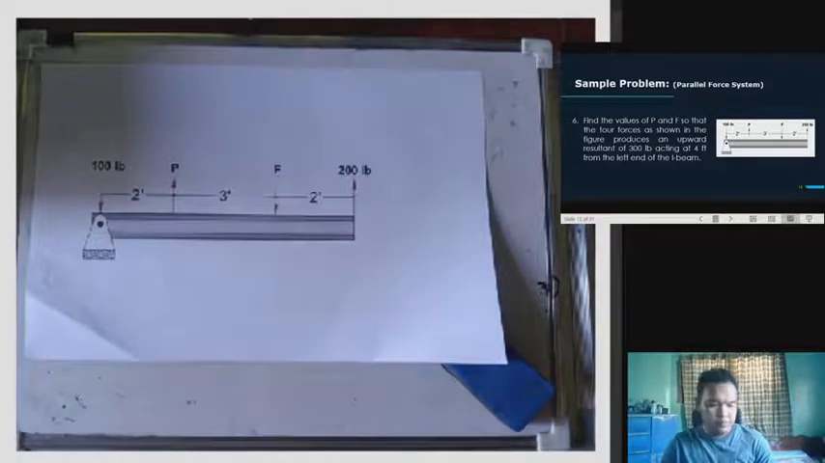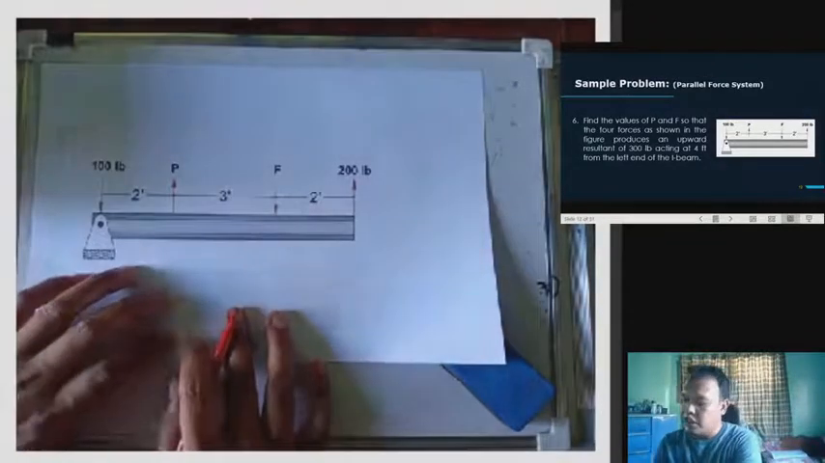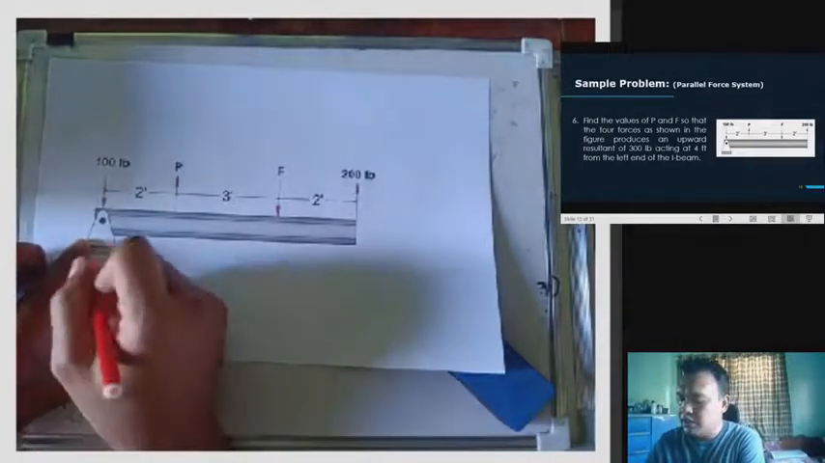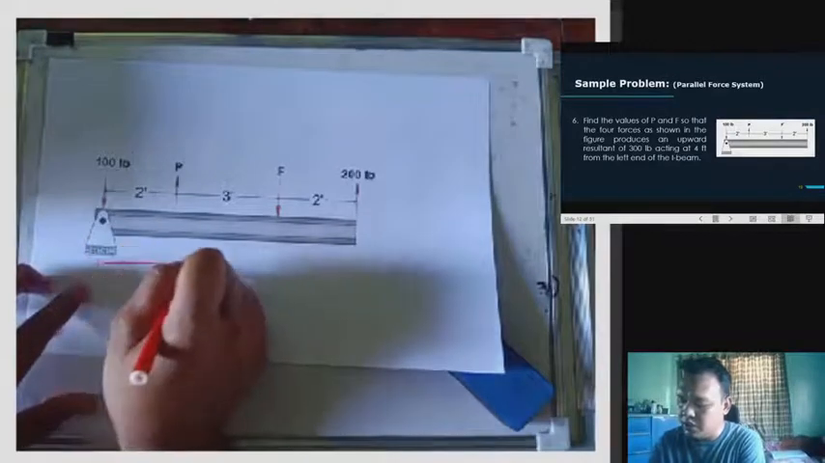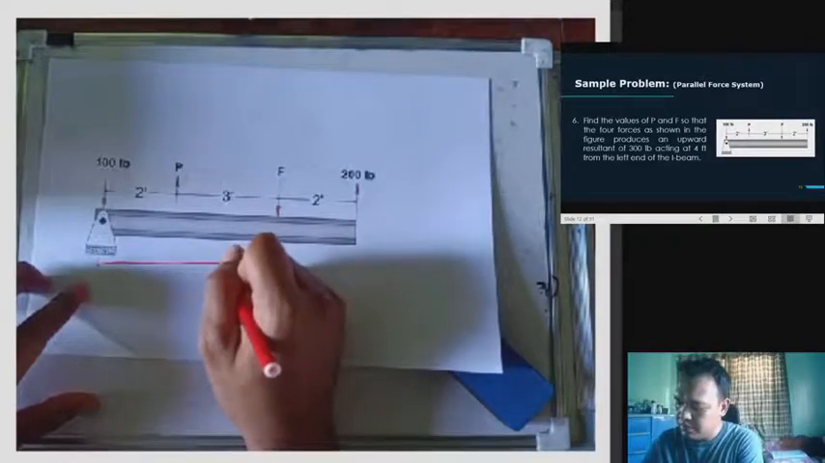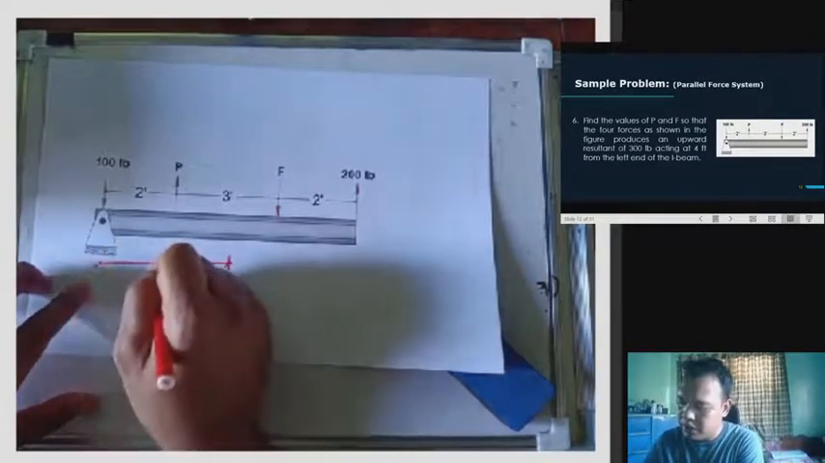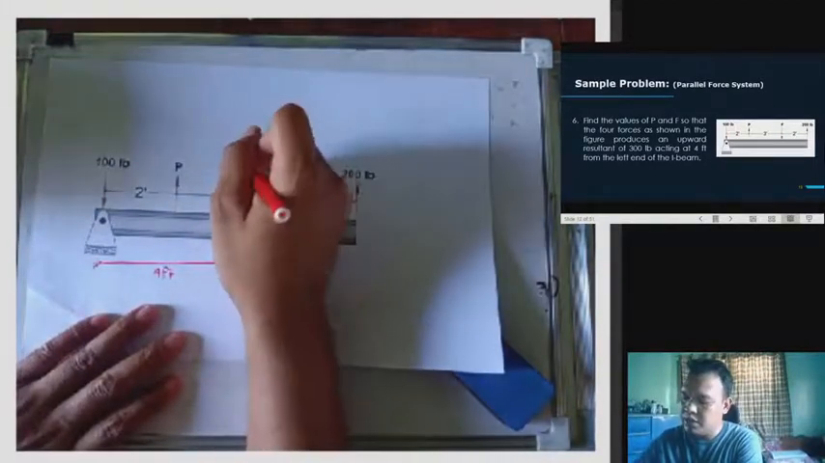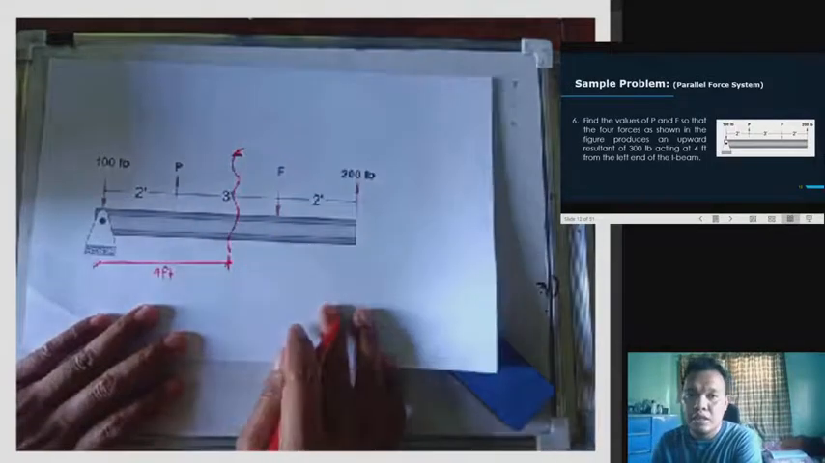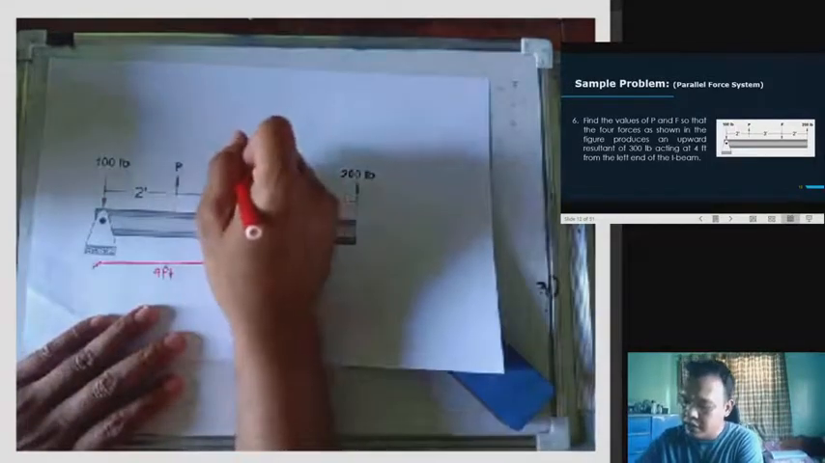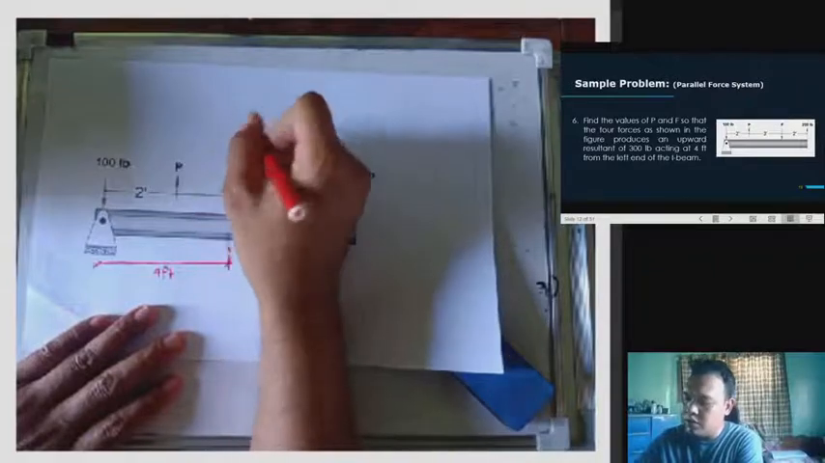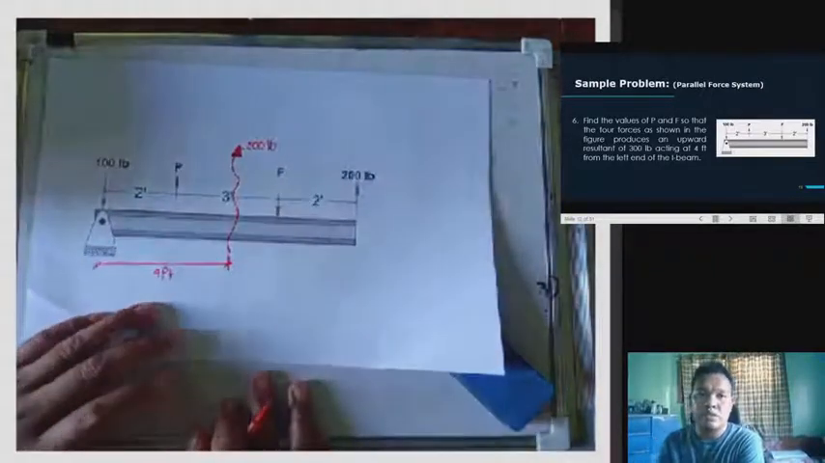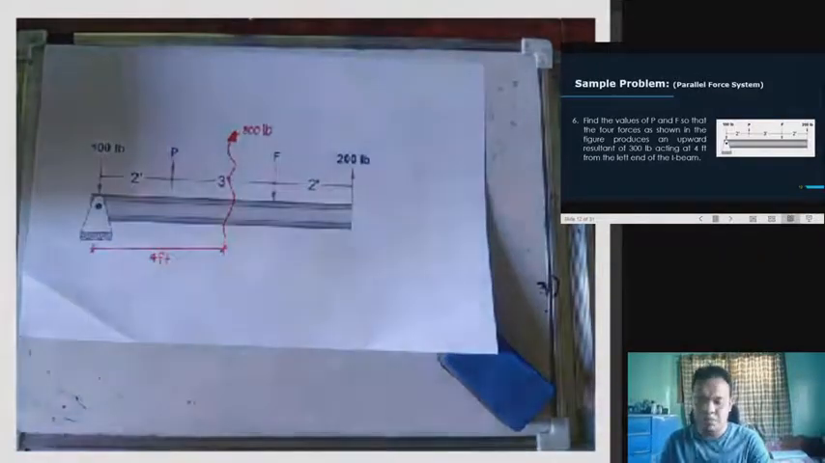So ito. We have here 4 meters from 4 feet from the left, yung left support natin, left ng beam. So 4 meters from this point hanggang dito. 4 feet. Meron tayong resultant force na going upward, which is equivalent to 300 pounds. 300 pounds po yan, medyo malabo sa video.